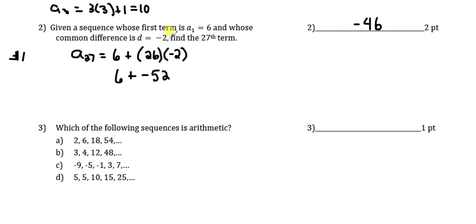Basically what I'm doing, I'm subtracting 2 every time, so the second term is 4, third term is 2, then 0, then negative 2, negative 4, negative 6, negative 8, until I get to negative 46.